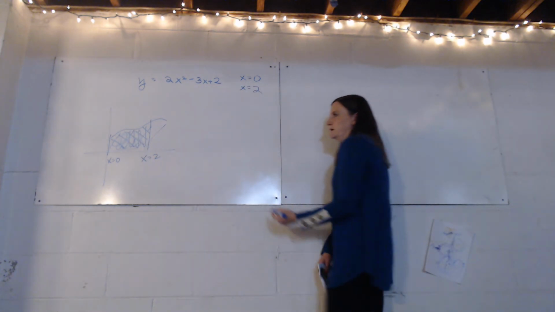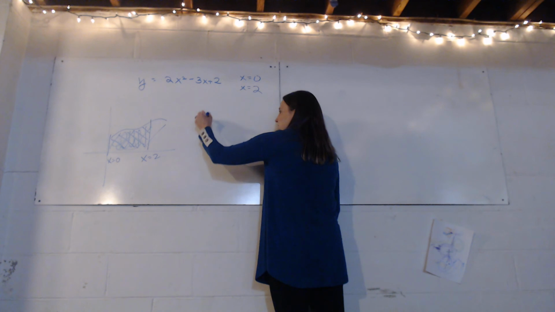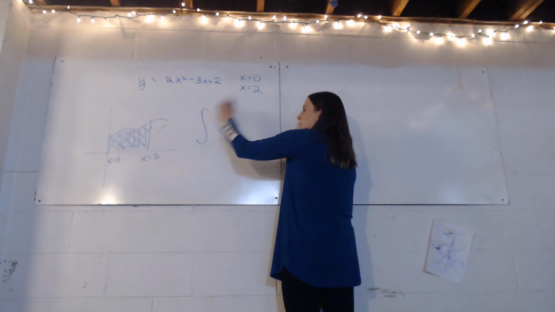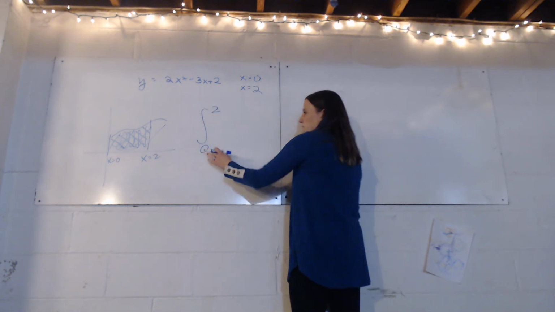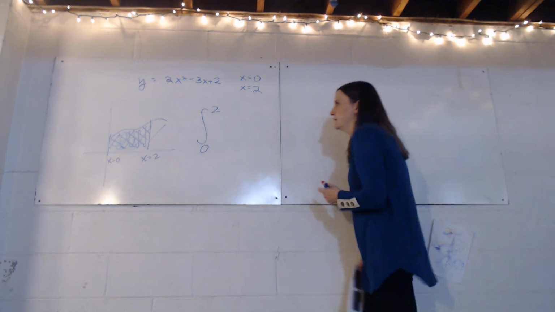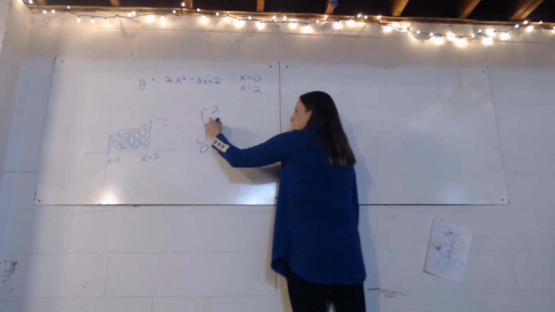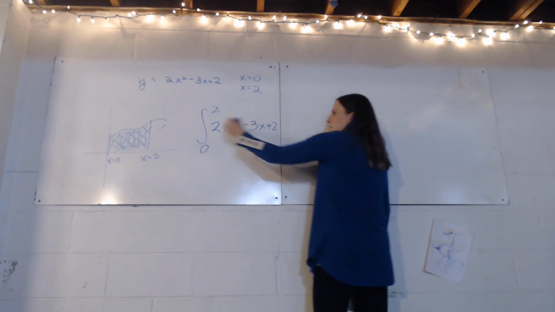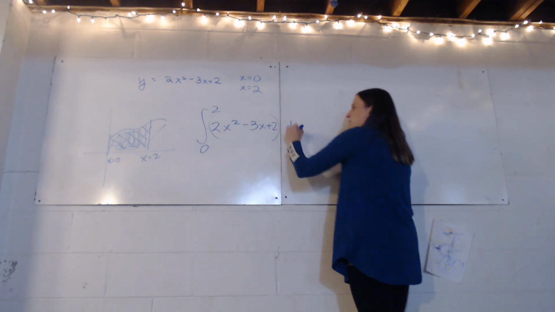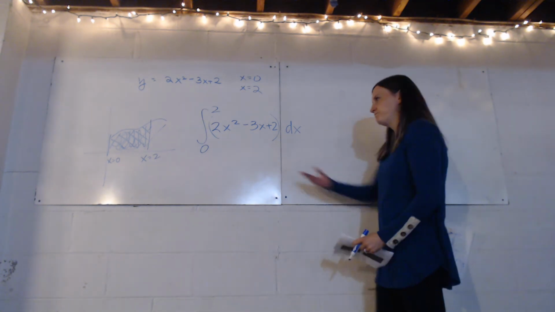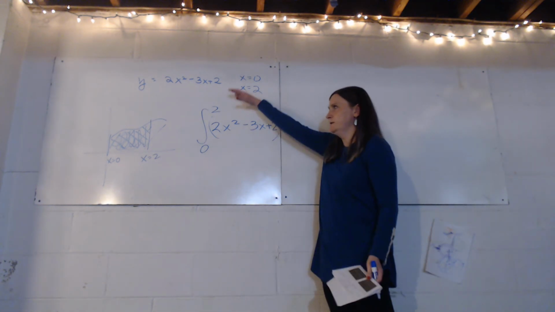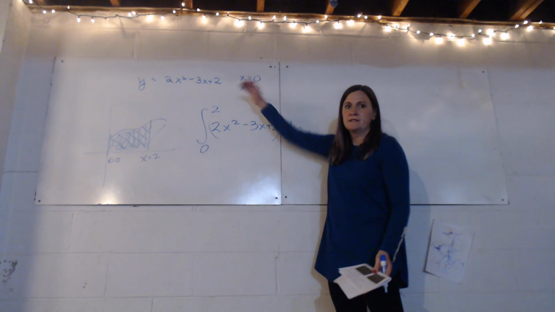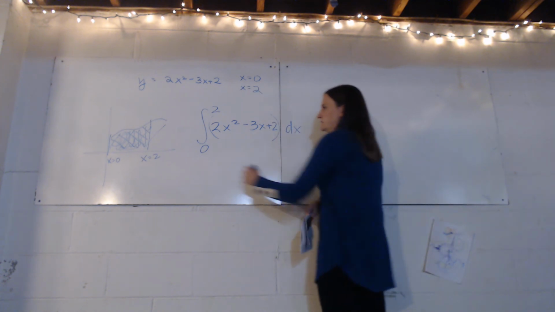So how do I do it? The area would be equal to the integral from 0 up to 2 of this function. It's the area under this curve. So 2x squared minus 3x plus 2, and I'm going to integrate that whole thing with respect to x. Hopefully now you could solve it, but when they ask me area questions, that's what they're asking me to do. So if I integrate this, let's finish it off.